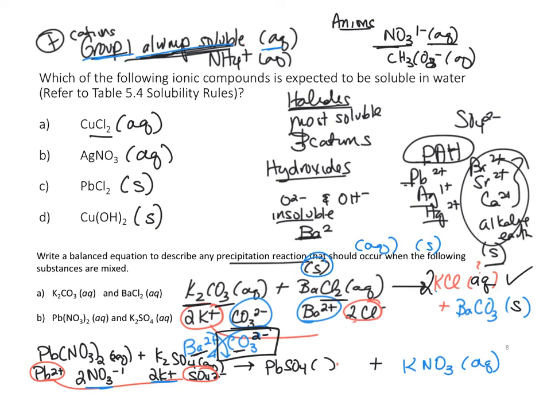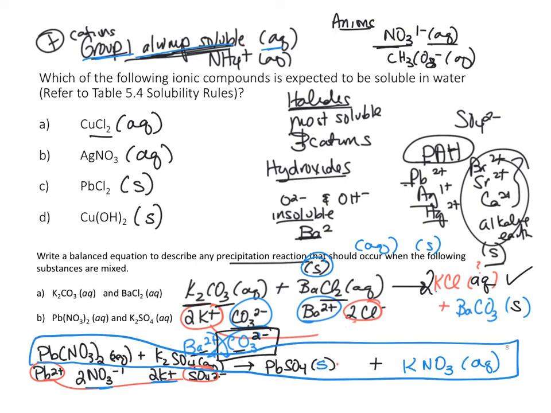Well, lead is not group 1, so this is going to be a solid. And the next thing I have to do is I need to balance these. So I'm looking at this equation here, and I want to make sure that it has the right coefficients. So we have 1 lead, 1 sulfate. We have 2 potassiums. So if I put a big 2 here, now I have 2 potassiums and 2 nitrates, and it is balanced.